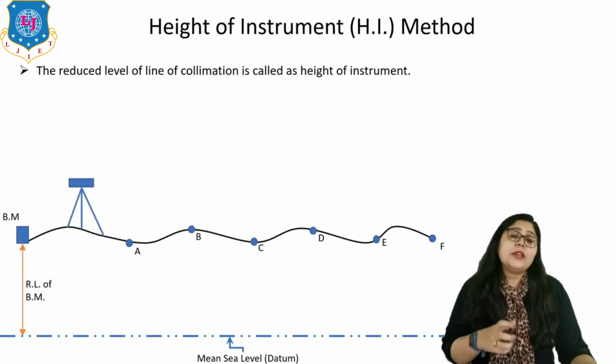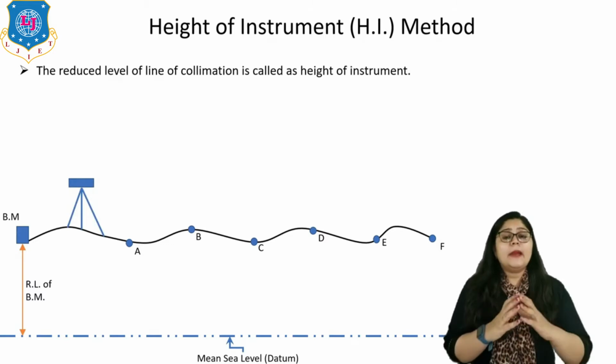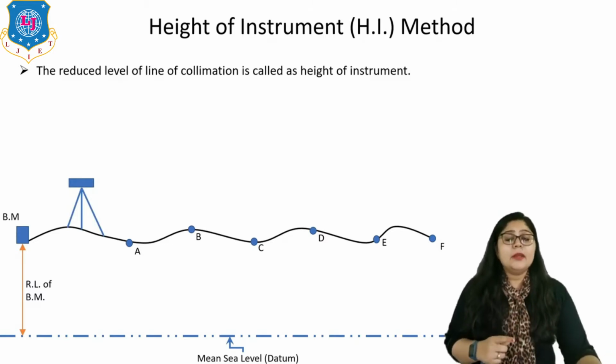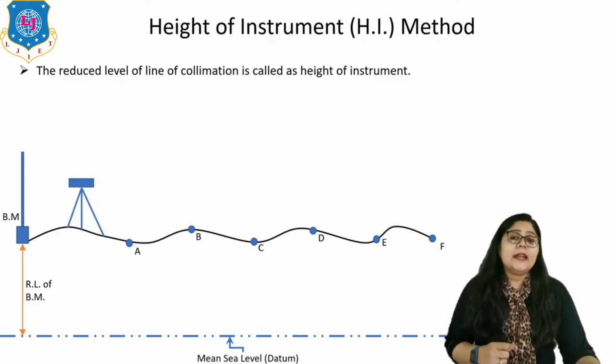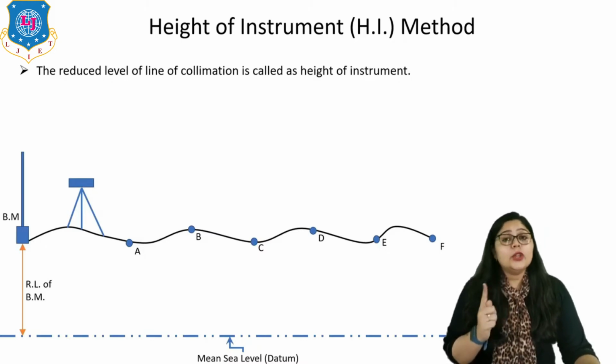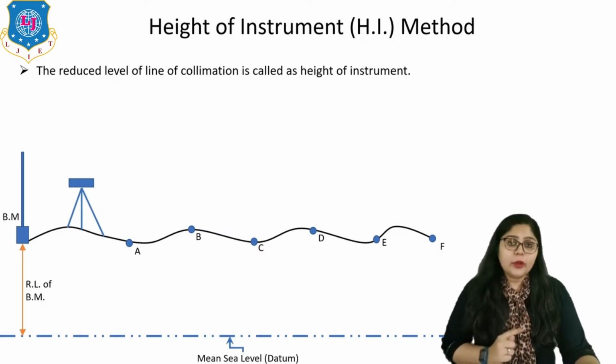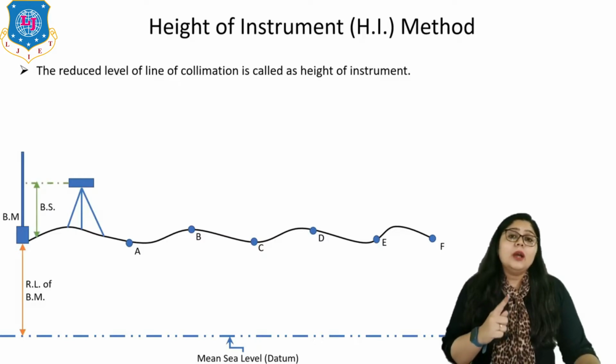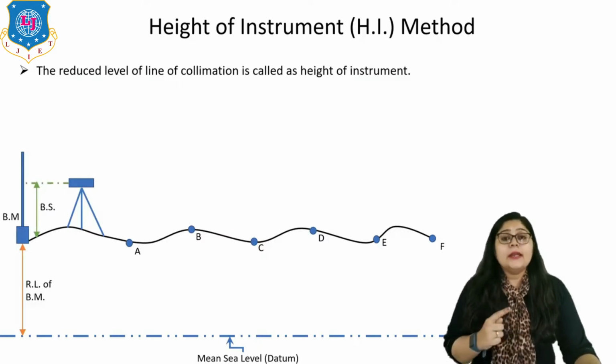The RL of the benchmark I can get from the mean sea level of that area, right? Then I set up my instrument, my dumpy level, in such a way that I can get the readings. If you remember, the first reading is known as the backside, and generally it is taken on the known RL, the benchmark or the change point, right? So here it is our benchmark, and I try to get one reading over there. Here it is known as the BS, right?